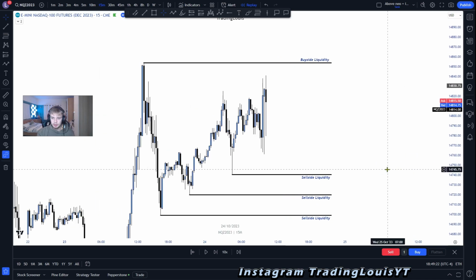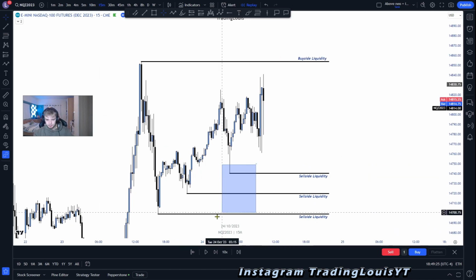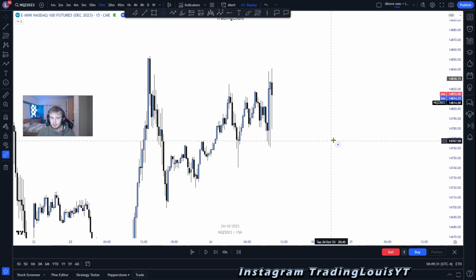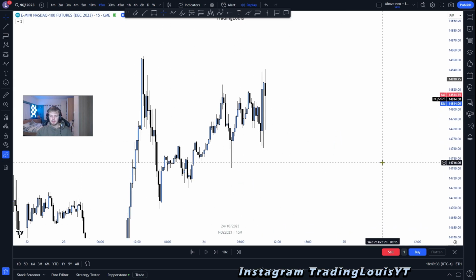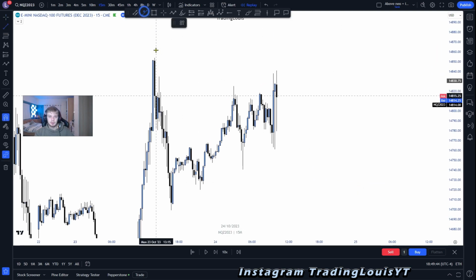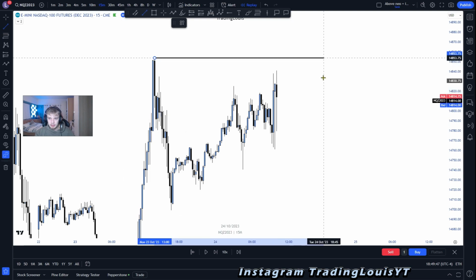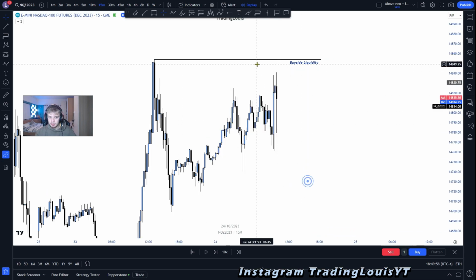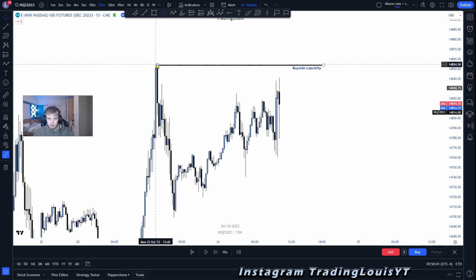So how do you identify these liquidities? As you can see, if we just delete everything off the chart, you open up your chart and you're looking at something like this. You might be wondering, how do I identify the different types of liquidity? If I was going to look at the chart, the first thing I would do is label where liquidity is. There is clearly buy side liquidity here, because this is a swing high.